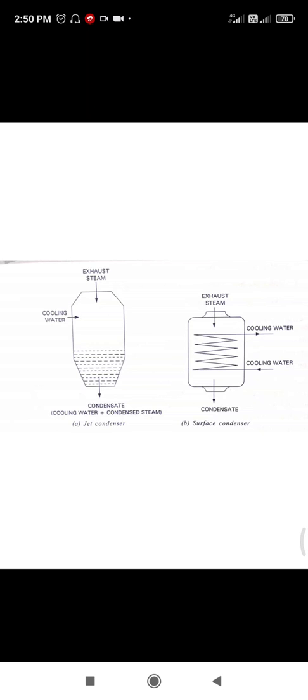What are the advantages of the jet condenser? Let's see the advantages of the jet condenser.